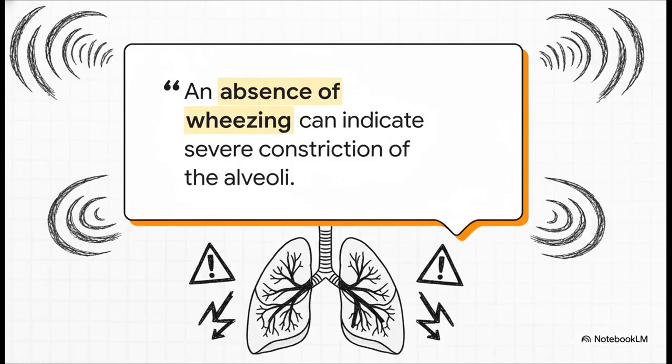Now listen up, because this is a super important assessment point that feels totally counterintuitive. We all associate asthma with wheezing, right? But what happens when a child in severe distress suddenly stops wheezing? That's not a good sign. That is a 5-alarm fire. A silent chest means air isn't moving at all, and that means respiratory failure is right around the corner.